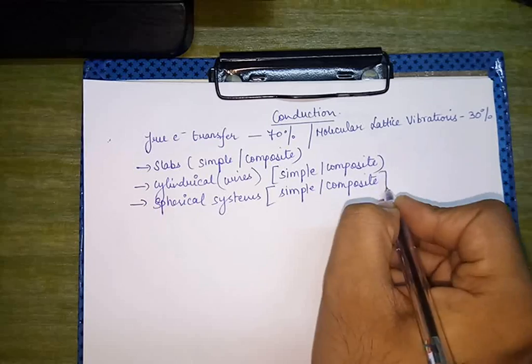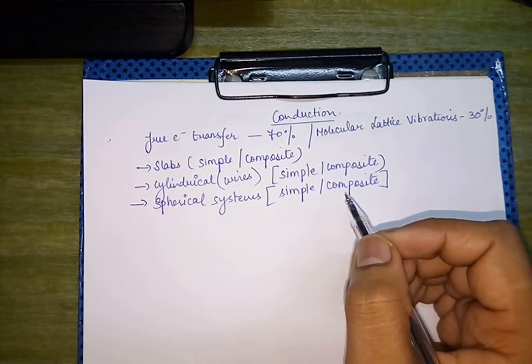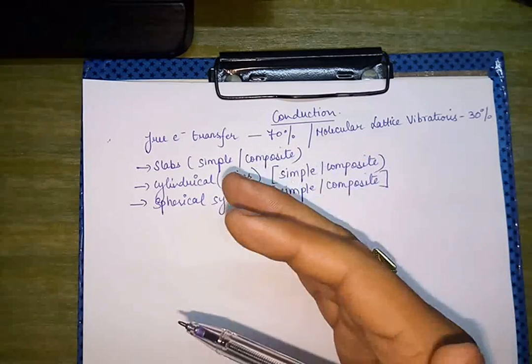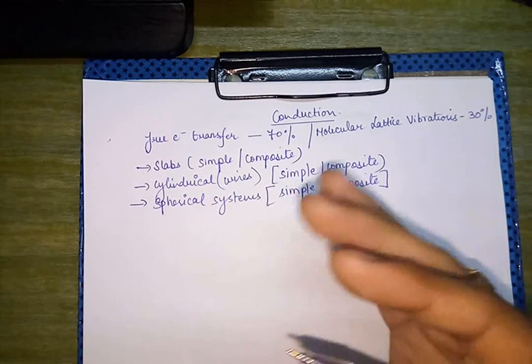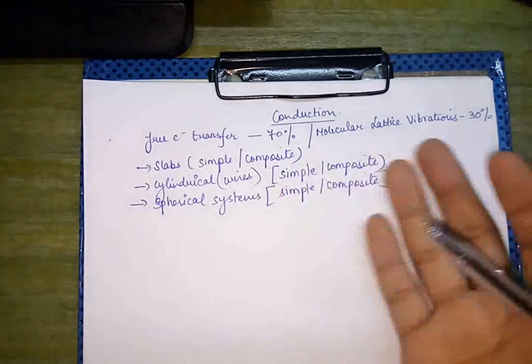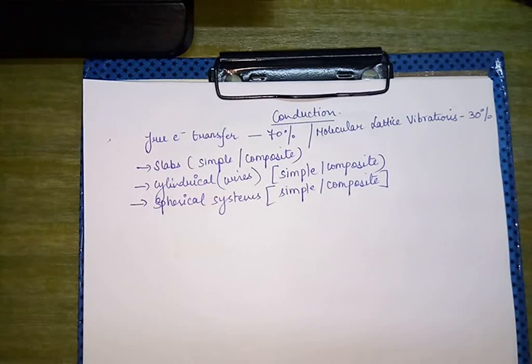Composite systems simply means that thermal conductivity for different sections will be different. For example, in one section we have used glass wool and in the other section we have used asbestos. So the thermal conductivity will be different for both the sections.